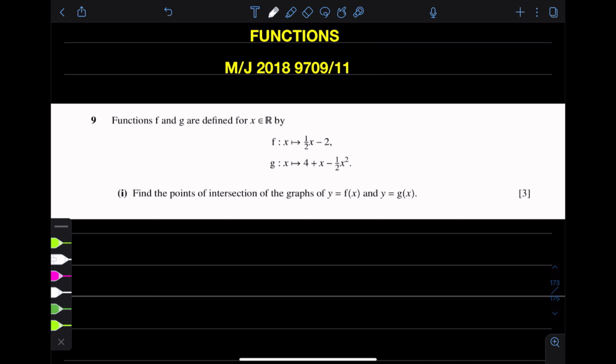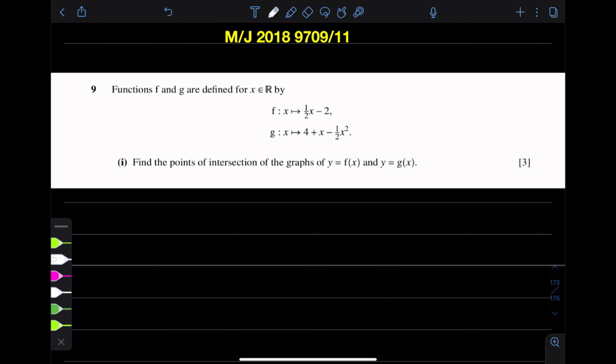Functions. This question is of year 2018, variant 1, question 9. Functions f and g are defined for x belongs to real number. This is the domain of both functions. f(x) is equal to 1 over 2x minus 2 and g(x) is 4 plus x minus 1 over 2x square.